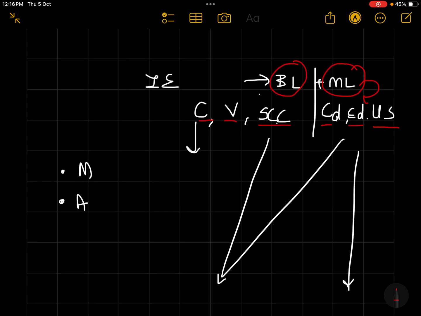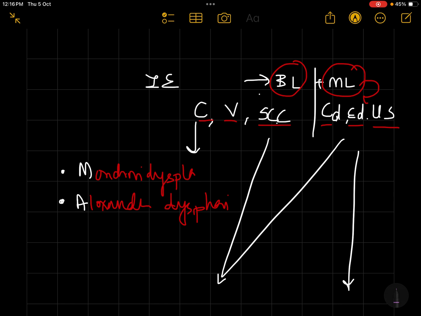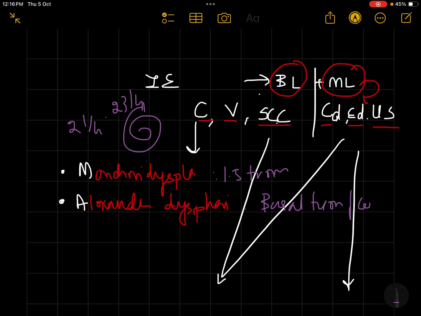Defects of the cochlea can be either M or A, that is Mondini dysplasia or Alexander dysplasia. In Mondini dysplasia, the cochlea normally has 2 3/4 turns, but here there will be just 1.5 turns. Alexander dysplasia is where the basal turn of the cochlea is defective, so high frequency hearing will be affected. In both cases, cochlear implants can be used.